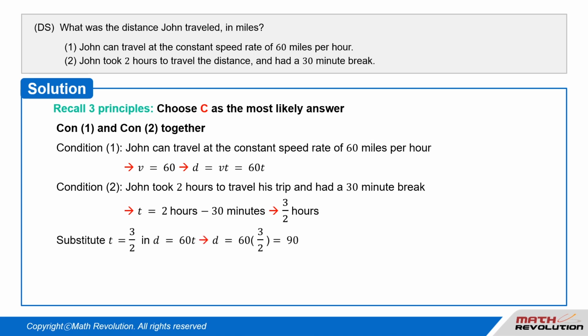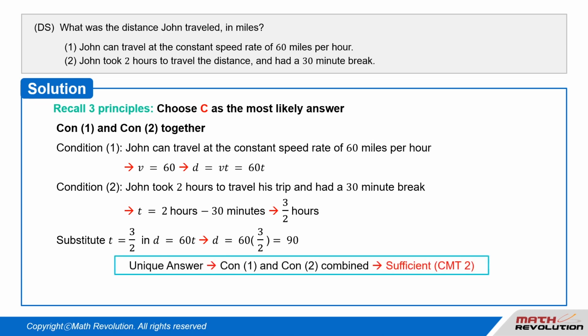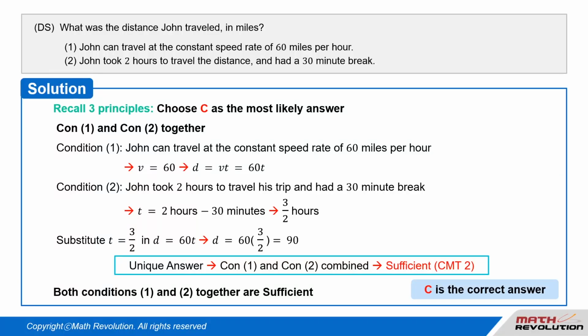Substitute T equals 3 over 2 in D equals 60 times T, so we get D equals 60 times 3 over 2 equals 90. Therefore, the distance required is 90 miles, and both conditions 1 and 2 combined give us a unique solution and are sufficient by CMT2, which means that the number of answers must be 1. Both conditions 1 and 2 together are sufficient.